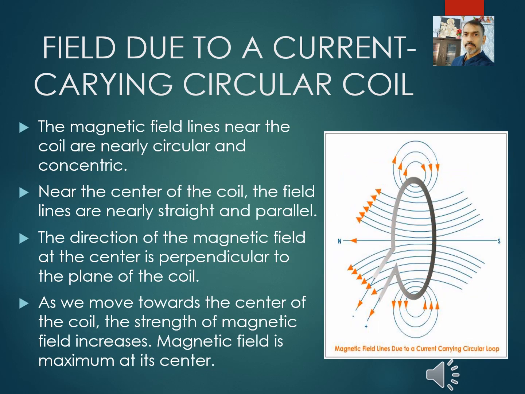The observed pattern suggests that magnetic field lines due to a current carrying circular coil near the coil are nearly circular and concentric. Near the center of the coil, the field lines are nearly straight and parallel. The direction of the magnetic field at the center is perpendicular to the plane of the coil. As we move towards the center of the coil, the strength of the magnetic field increases. Magnetic field is maximum at its center.